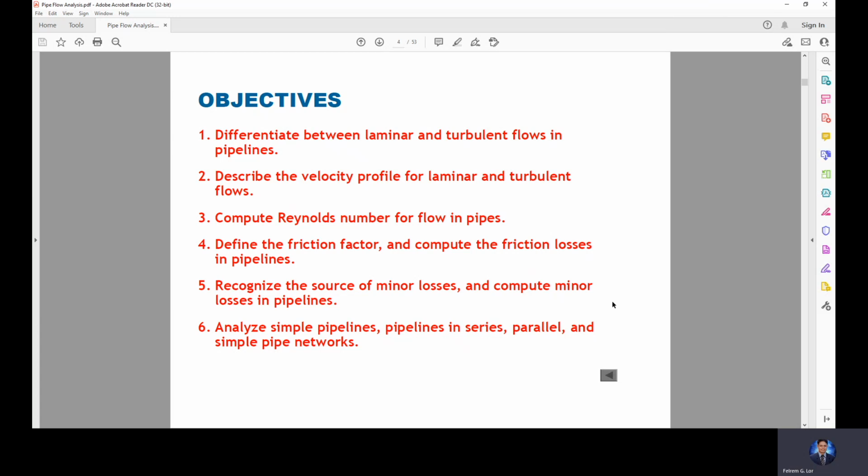Define friction factor, and recognize the source of minor and major losses. Actually, I divide this topic into two videos. The first video is about the pipe flow analysis, and the second video is about the application in series and parallel pipes.